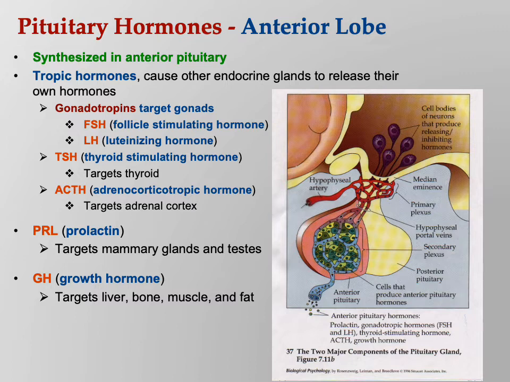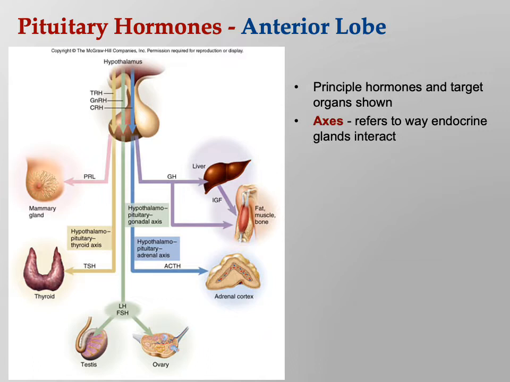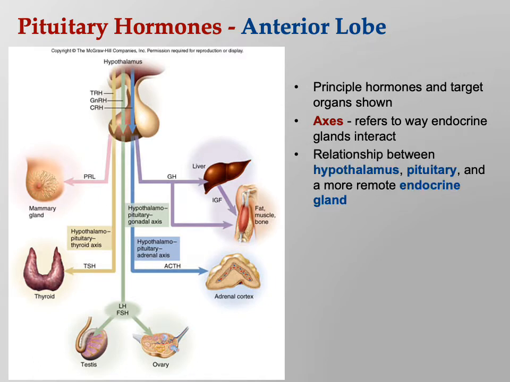And boy, that growth hormone helps you fix things up in a hurry. Very big hormone. So, anterior lobe, look at what we call the axes, all right? Let's look at what's going on here. Axes, a way to organize. So this is a relationship between the pituitary and our more remote, the hypothalamus, pituitary, and our more remote endocrine gland.